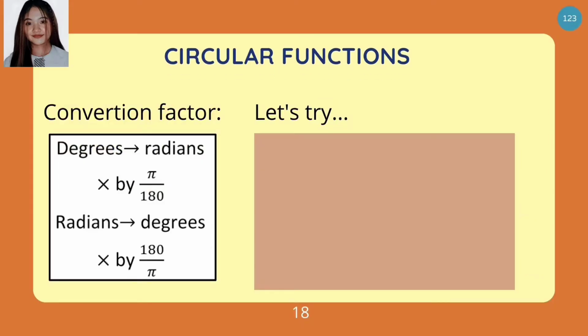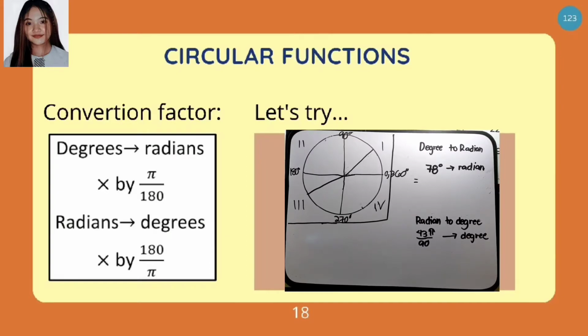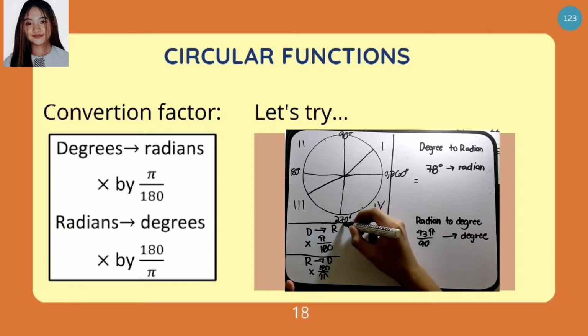But before everything else, let's know how to convert radian to degree and degree to radian, which we may use depending on the given. So here's how we convert degree to radian and radian to degree. In converting degree to radian, we need to multiply it by pi over 180. And in converting radian to degree, we need to multiply it by 180 over pi.